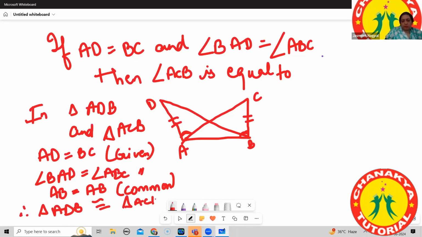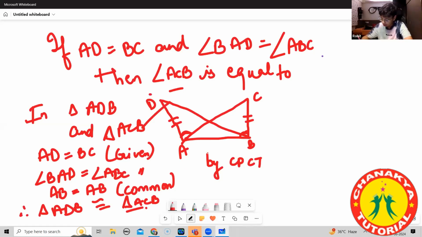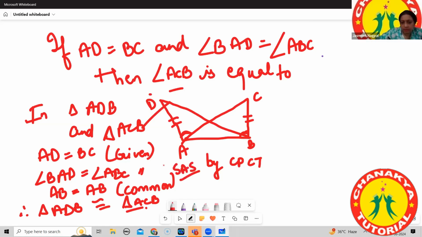When you write these two triangles are congruent, then you have to prove any angle, anything, so you will write by CPCT. Firstly, you will write the congruency. Which congruency is this? SAS. Yes, side, angle, side. This is also mandatory to write SAS, otherwise they will deduct your marks. This is SAS, by SAS congruency. After that, you will write by CPCT.